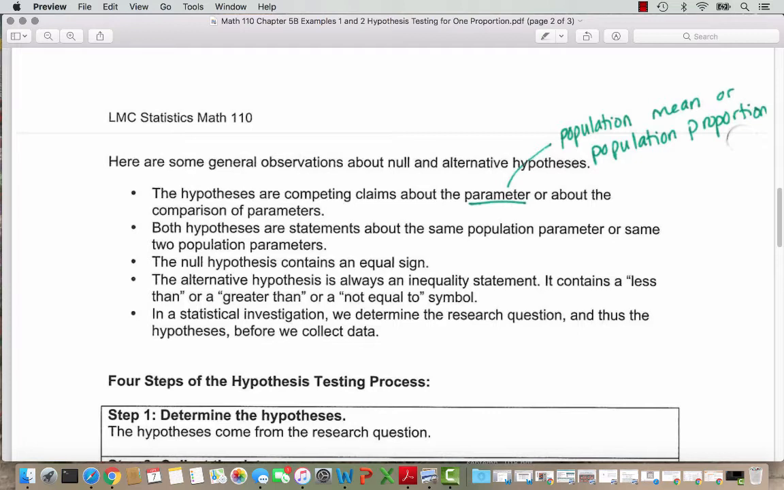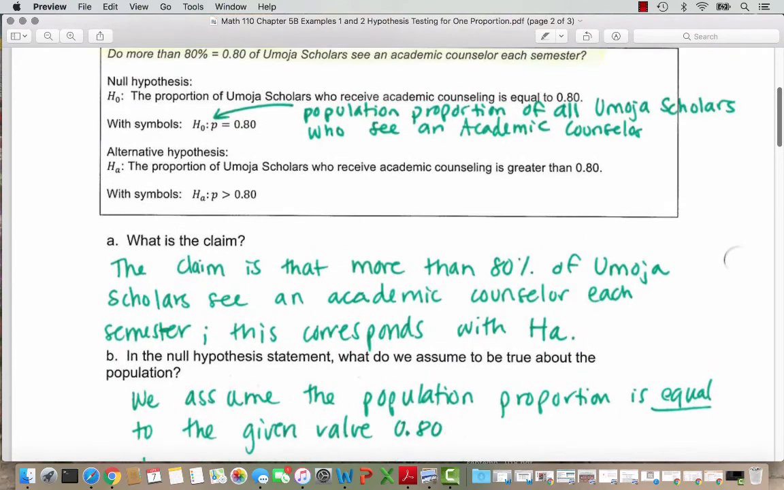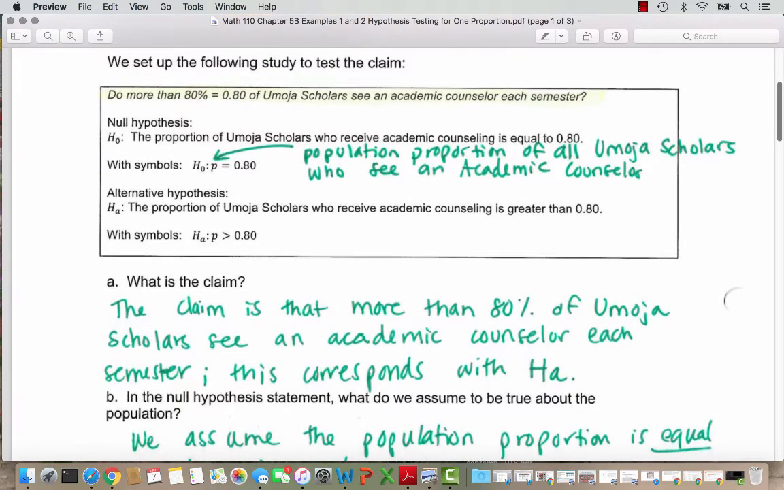Both hypotheses are statements about the same population parameter or same two population parameters. So if you look back at how we wrote those claims, they're both talking about the same P representing the population proportion of all Umoja scholars who see an academic counselor. So we wouldn't switch populations between the two hypotheses. Both hypotheses are about that same population of students in this case.